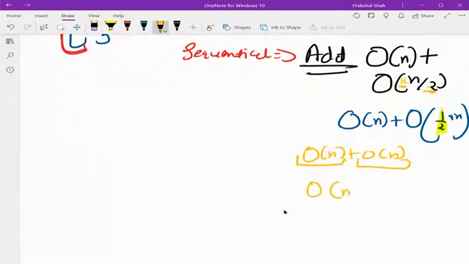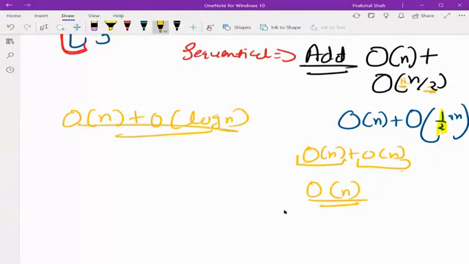So anything you can write like order of n, but instead of this, let's say if you have order of n plus order of log n, what will be your answer? What would be your answer?